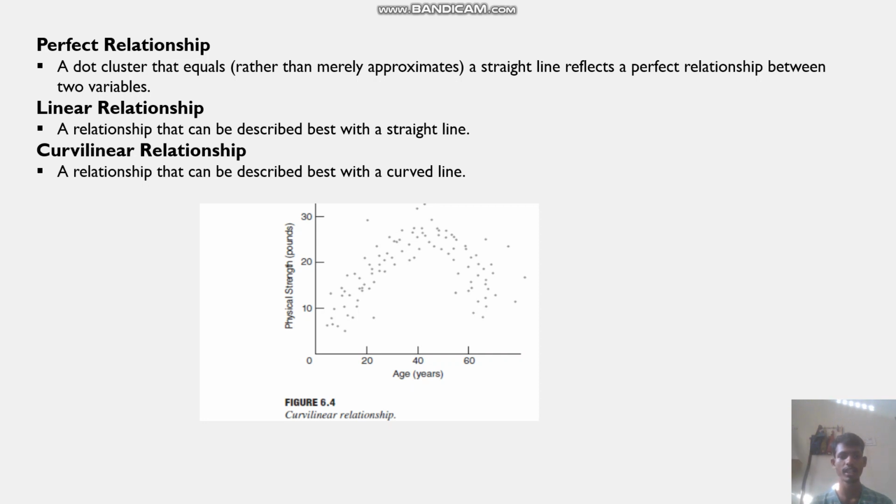As we can observe the curvilinear relationship in the below figure, the dots are in a curve shape, which is known as a curvilinear relationship. That relationship can be identified or described using the curved line.